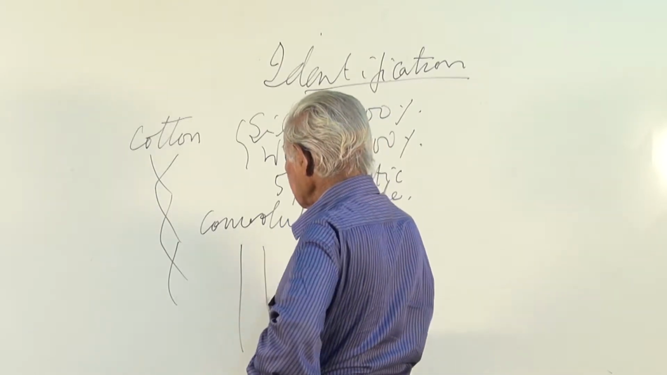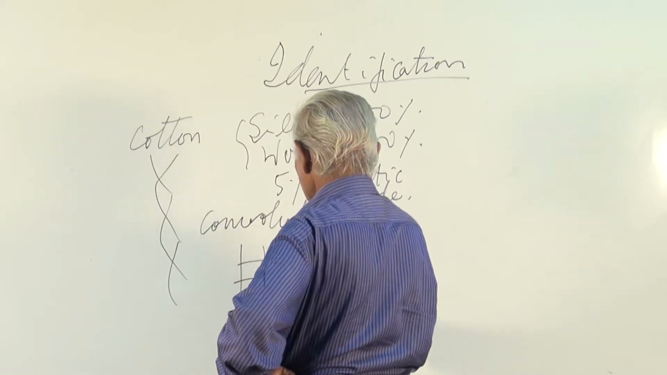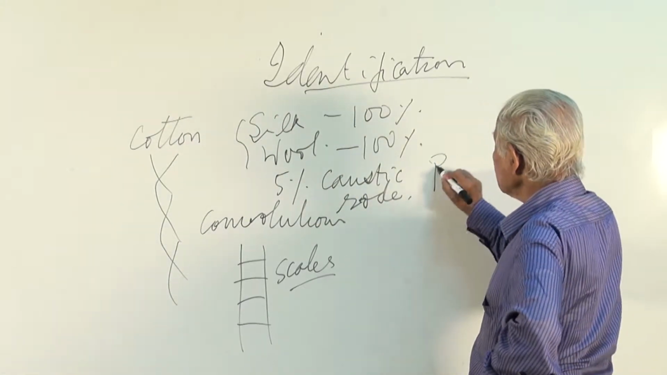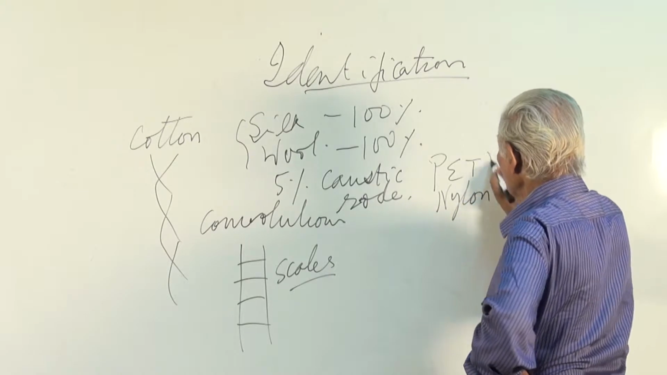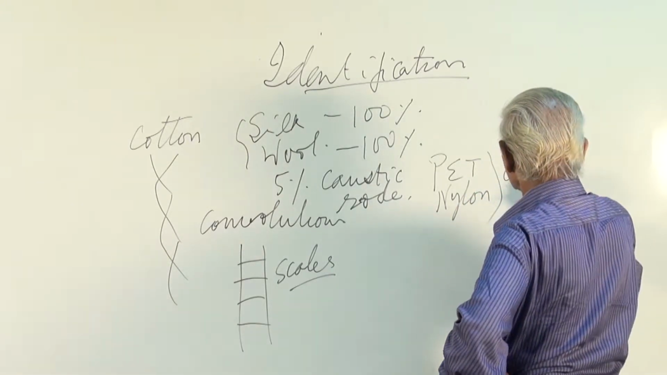And wool also can be easily identified by scales. No other fiber has got scales as in the case of the wool material. If it is polyester and nylon, microscopic appearance will give a deceptive picture. So we should use chemical test.